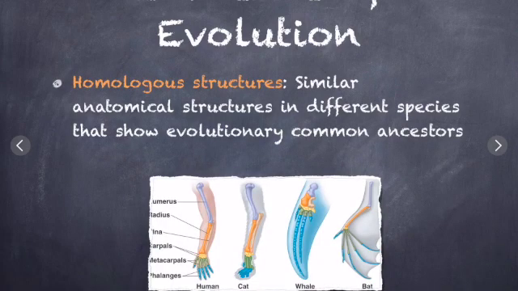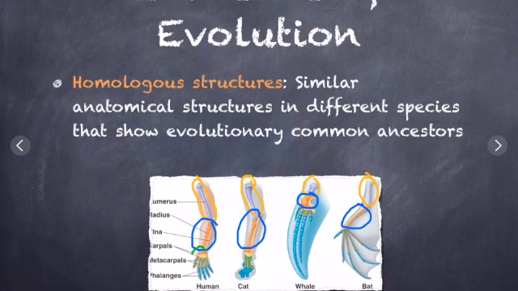Now, homologous structures are similar anatomic structures in different species that show evolutionary common ancestry. So in this picture, we have a human, a cat, a whale, and a bat. What homologous structures show us is, we have our humerus, which all vertebrates have. They have this simple bone structure. We have our radius and ulna in every single one of them. We have our carpals. We have our metacarpals and phalanges.